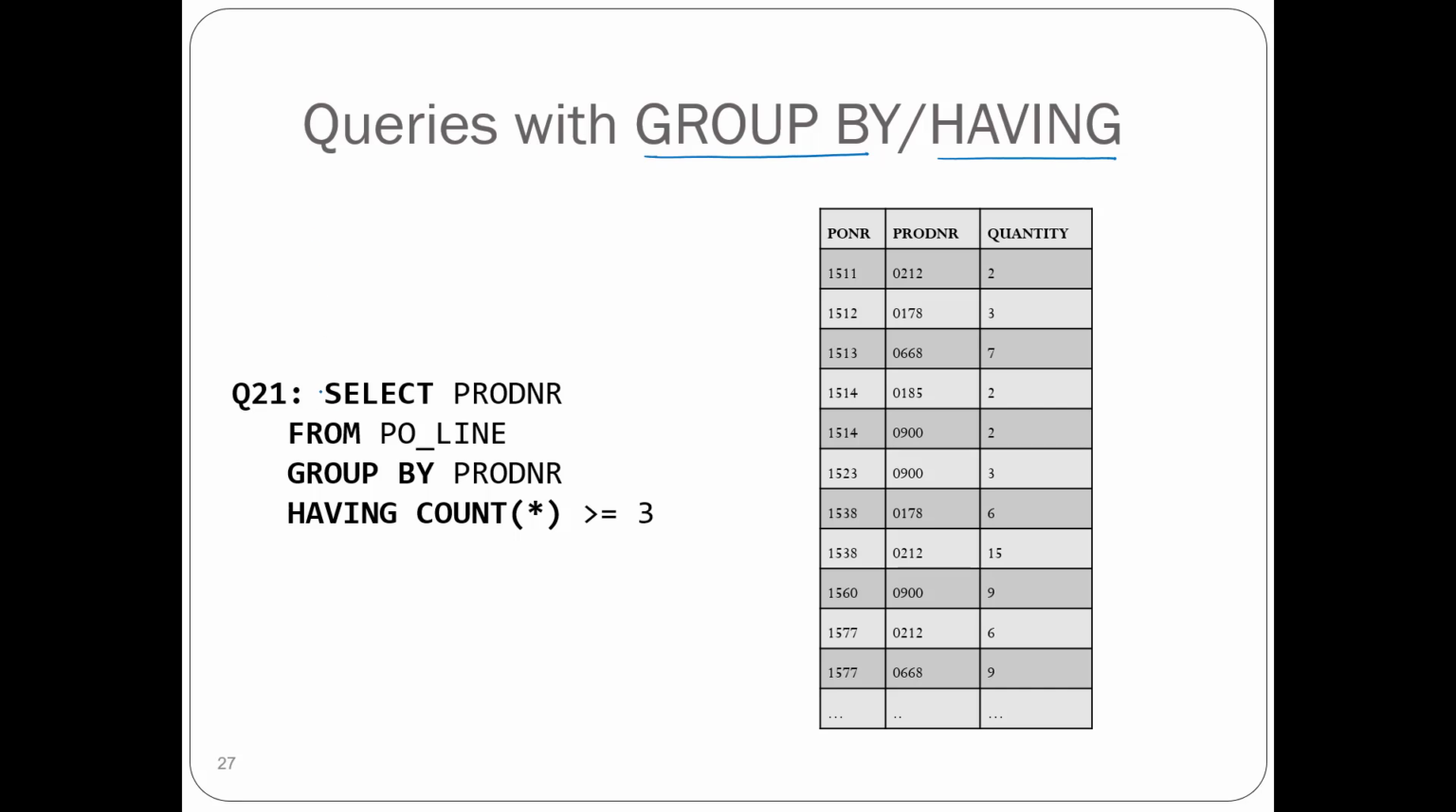So let me see if the query that we have here is going to help me out in explaining the group by. Okay, here we want to select product number from PO line, group by prod NR having count star greater than or equal to 3. Good. So this query is interesting, slightly difficult I would say as of now.